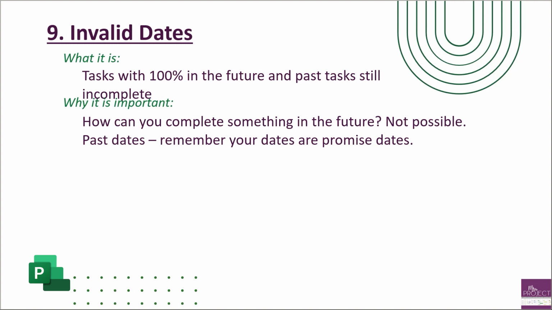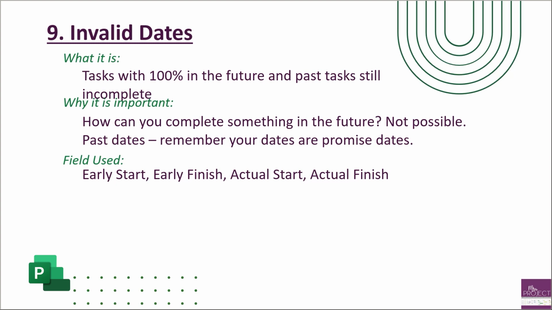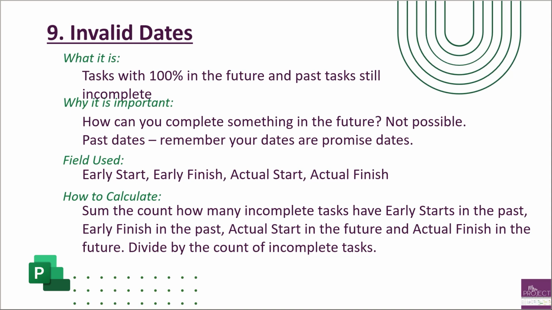This metric is going to look at all those dates to say, that's not possible. You're promising me a date in the past, or you're saying you completed something in the future. That's what makes it invalid. The fields used to calculate this, there's quite a few. You're going to look at your early starts, your early finish, your actual start, and your actual finish. And how you calculate this, it's a little bit more complex.